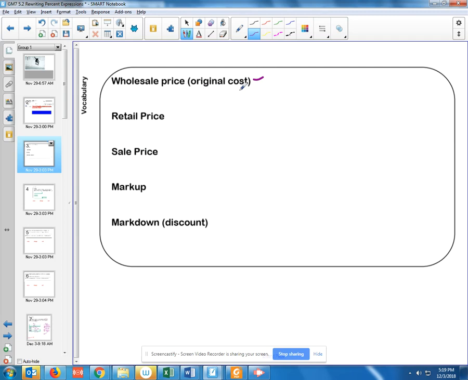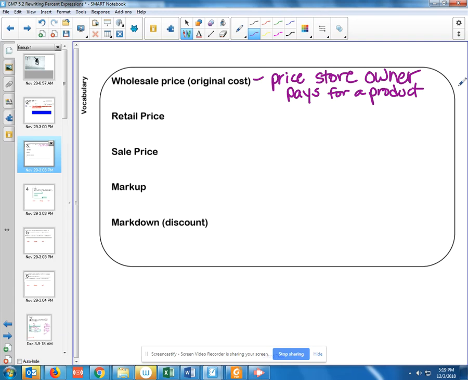Your book might call this original cost at some point. So here's how I want you to think of it. Think of it this way: it's the price that the store owner or the store company, corporation, whatever, pays for some sort of product.